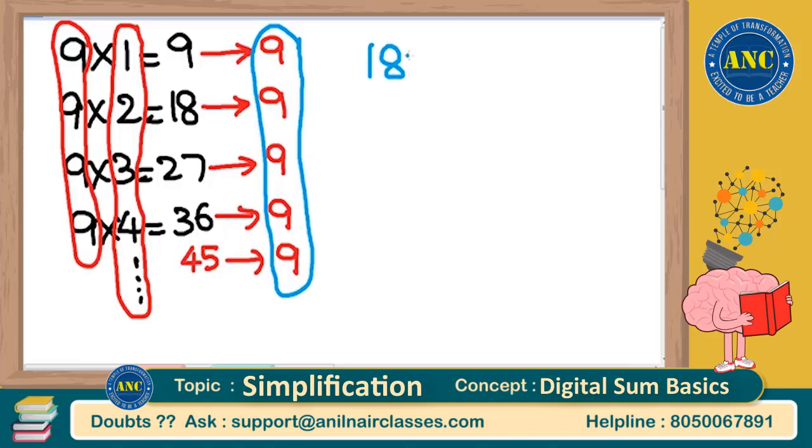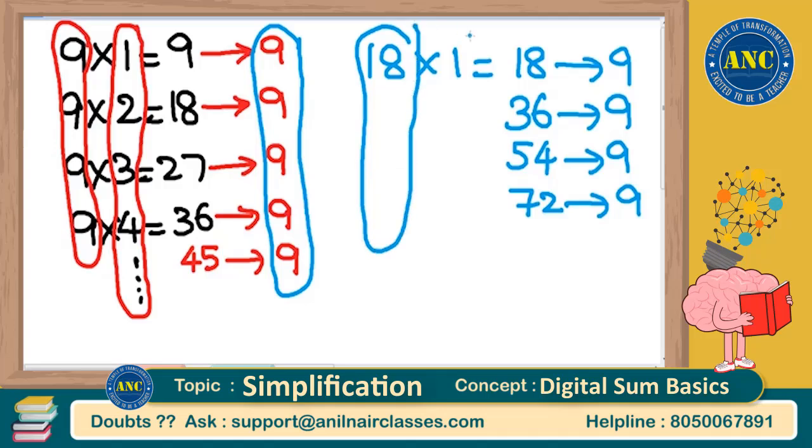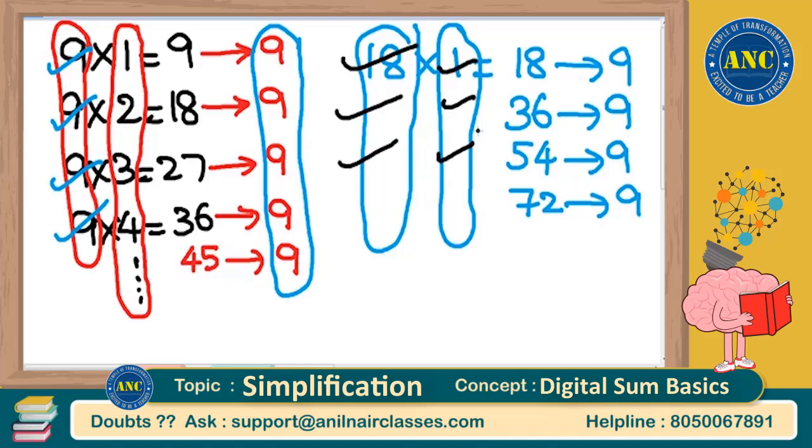Suppose I take a multiple of 9, 18. 18 into 1, 18. 18 into 2, 36. Next it is 54. Next it is 72. It is 9 again. 36 is 9. 54 is 9. 72 is 9. Any multiple of 9 multiplied by any number. It is not only 9 multiplied by any number. The rule is for a multiple of 9 multiplied by any number, the digital sum is always 9. I believe the idea is clear. The digital sum should always be 9, right?